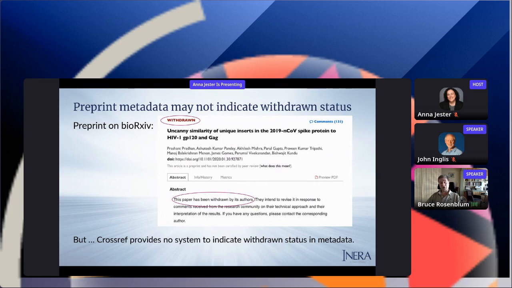This is something that Crossref is working on, but it is something that's taking them time to put into place. So beware that while with Crossref and PubMed, you can find out if a paper has been retracted, a journal article, you can't find out if a preprint has been withdrawn. Next slide, please.